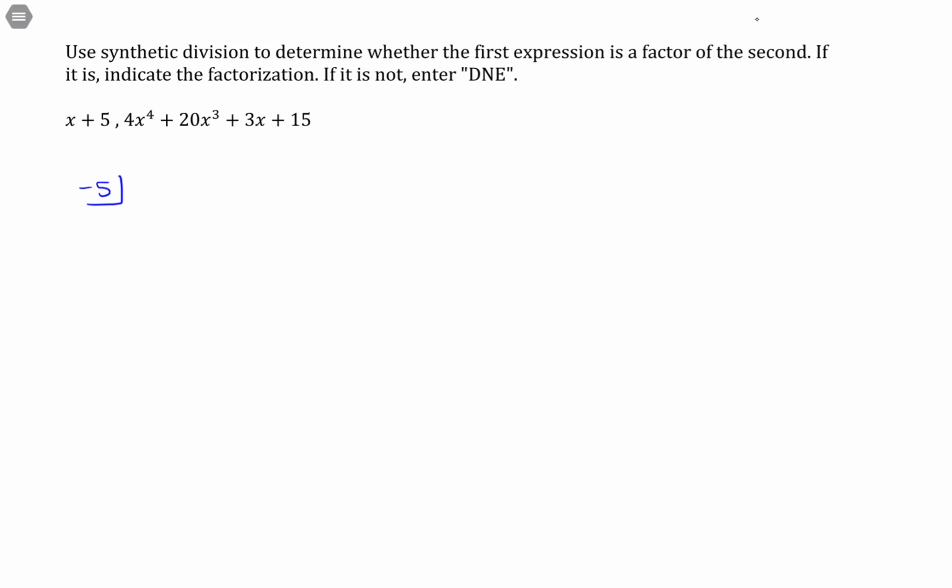And I divide that into the coefficients of the given polynomial. So this is 4x to the fourth plus 20x cubed. Do be careful here because you need to put a 0x squared because there's no x squared term in there, plus 3x, and plus 15.